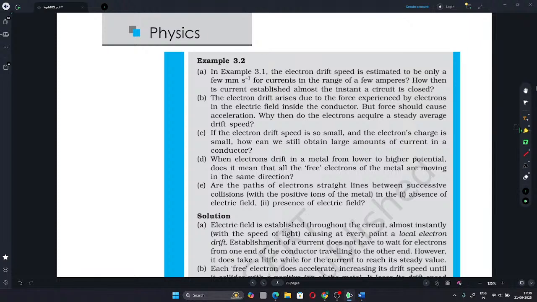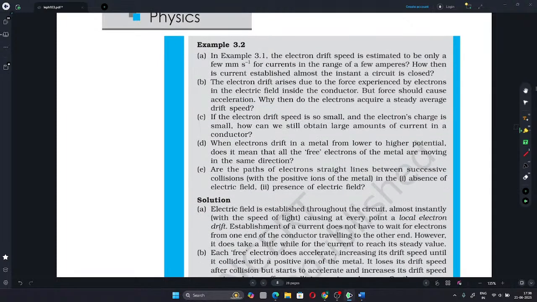If the electron drift speed is so small and the electron's charge is small, how can we still obtain a large amount of current in a conductor? When electrons drift in a metal from lower to higher potential, does it mean that all the free electrons of the metal are moving in the same direction? Are the paths of electrons straight lines between successive collisions with the positive ions of the metal in the absence of electric field? To first case, in the absence of electric field and in the presence of electric field.